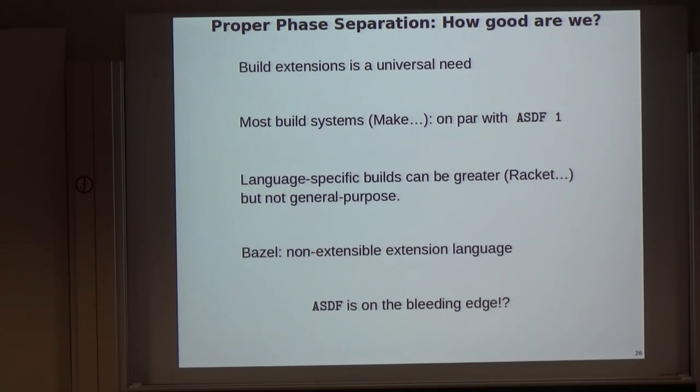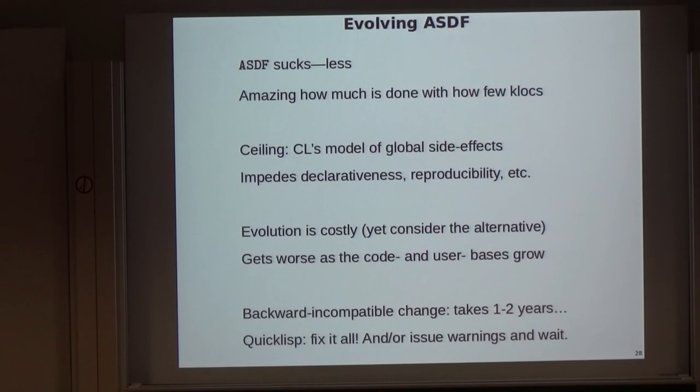So in a way, ASDF is on the bleeding edge of build systems. That should make you very sorry and sad about all the build systems in the world, including ASDF on the bleeding edge. I can tell you something about build systems: evolving ASDF, ASDF sucks, but less. It's amazing what you can do with so few kilobytes of code. There's a ceiling, I think, to this model. Evolution is costly, it's a lot and lot of effort, but the alternative to evolution is not very pleasant.